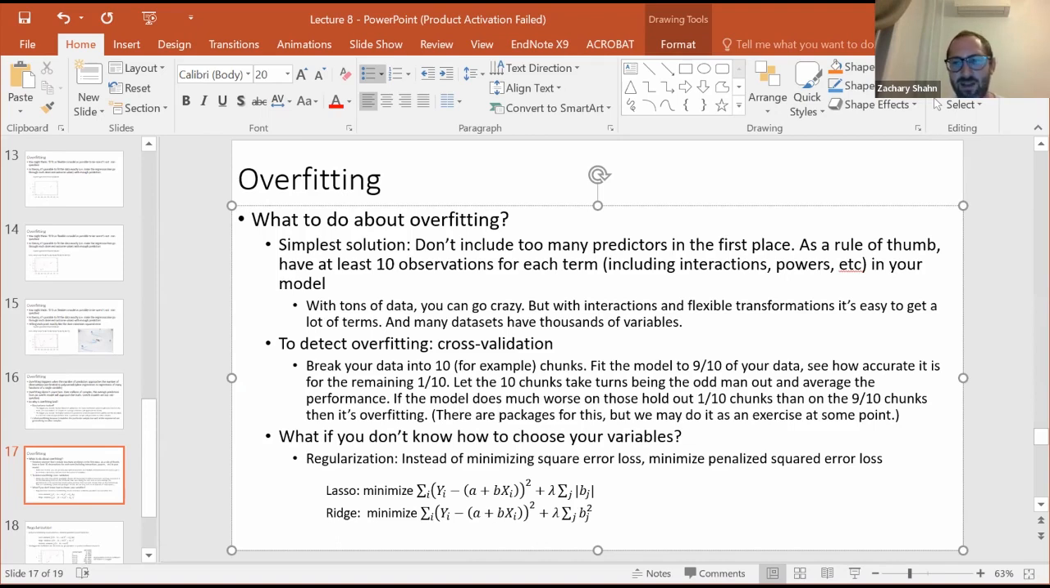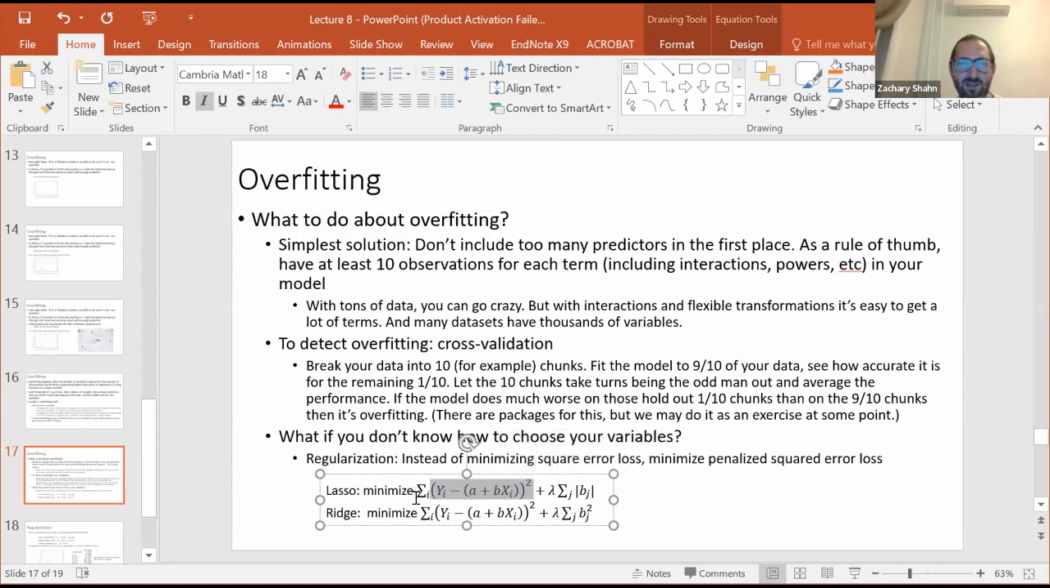Another issue that can arise is, what if you don't know how to choose your variables? Let's say your data set has thousands of variables and the code book is just overwhelming, and it would be way too much effort to try to understand what the right variables to include in your model are, and you want some kind of automated way to select what variables to include. There's this approach called penalized regression, or regularization, which modifies standard regression.